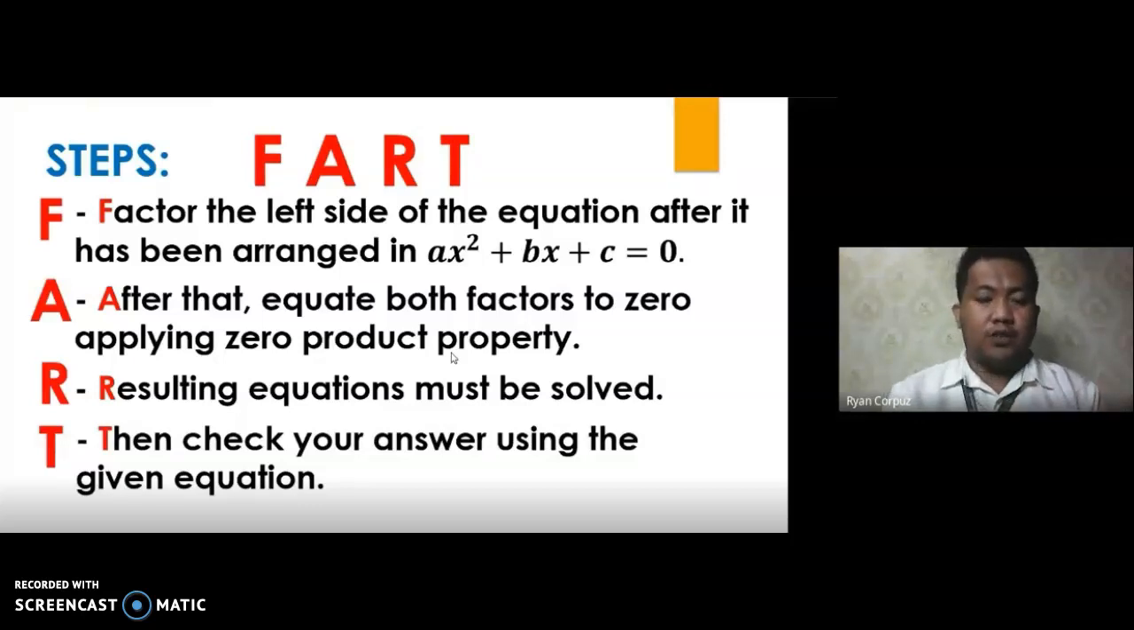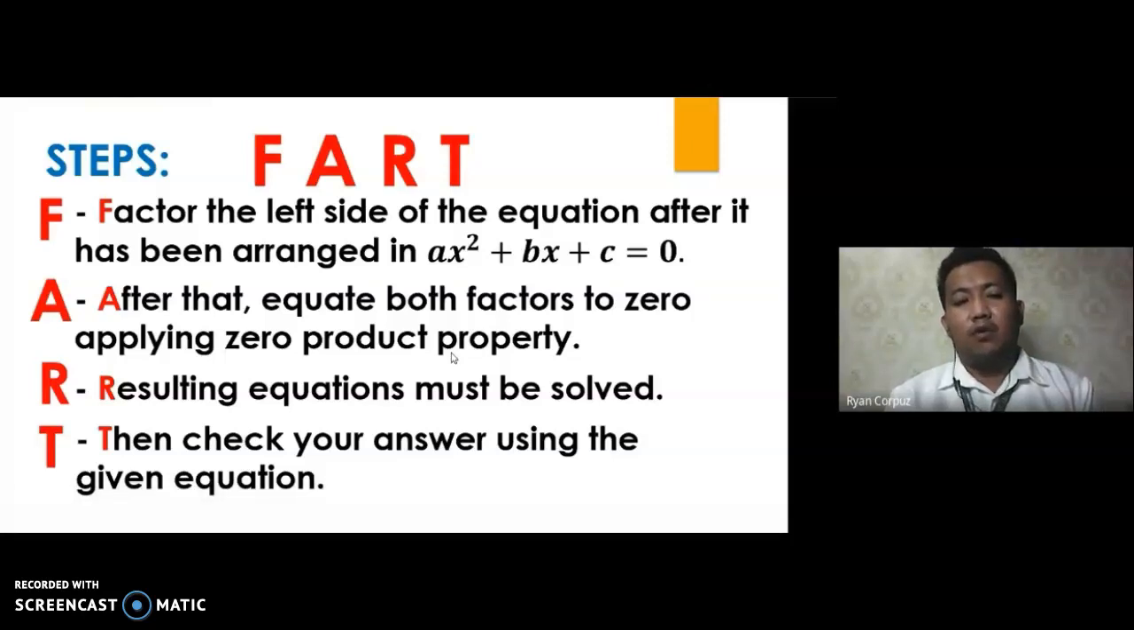So if you do have a given equation, for example, an equation that is written in the general form of the quadratic equation, then you have already found out the solutions to it. Then simply substitute the value to the original equation, to the given equation. Then if it satisfies the equation, that means your answer is correct. So in order for us to solve quadratic equation by factoring, it is very easy that we are going to make use of our steps, which is what we call as FART.